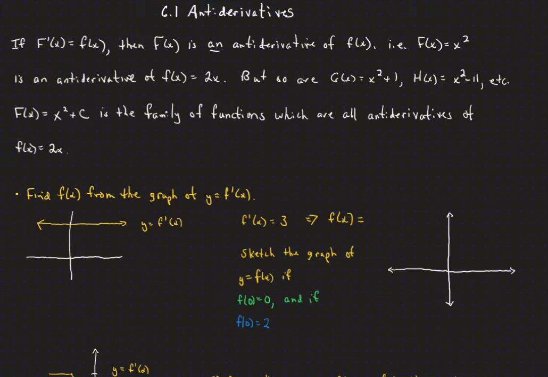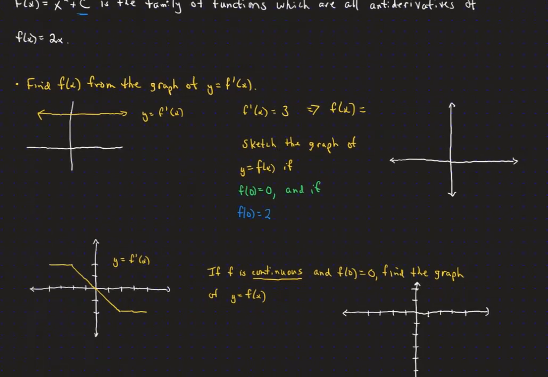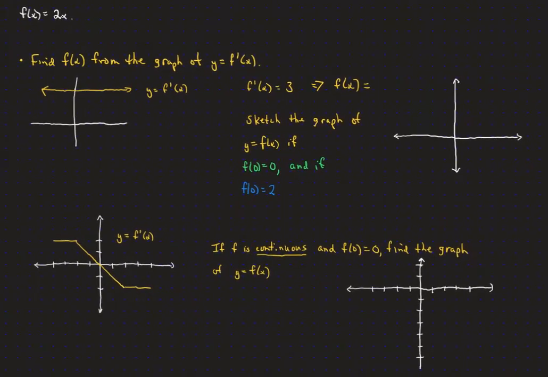So capital F of x equals x squared plus c, where c is any constant, is a family of functions which are all antiderivatives of little f of x. We'll sometimes call capital F of x the general antiderivative, so it represents all of those. Let's take a look at how we can get the graph of f from the graph of its derivative.